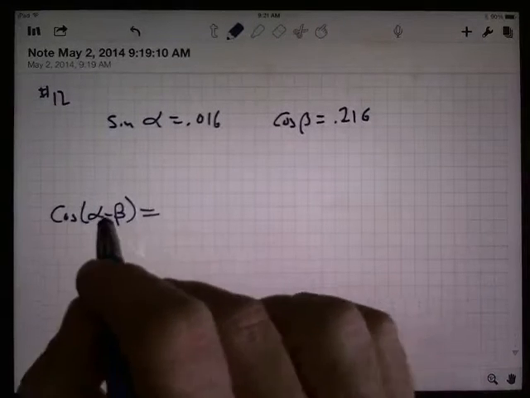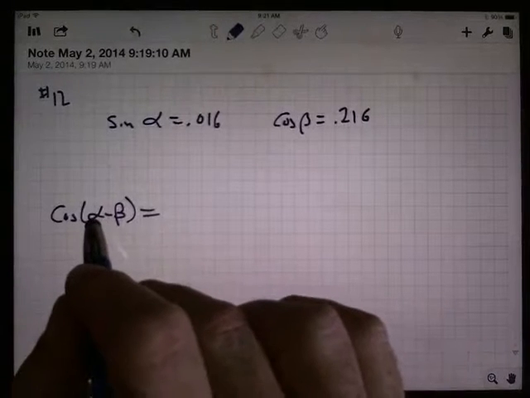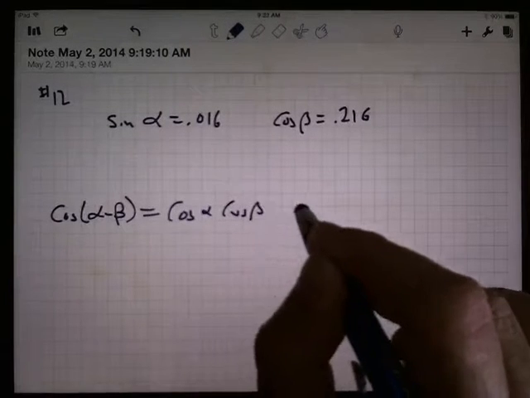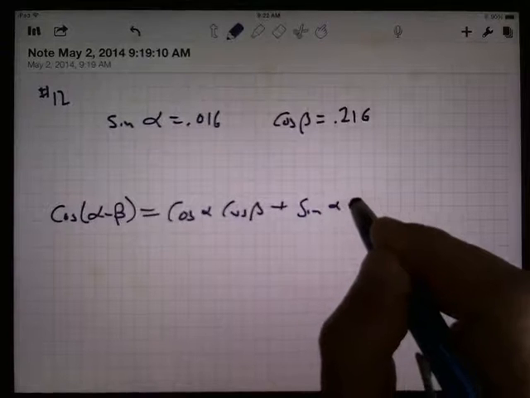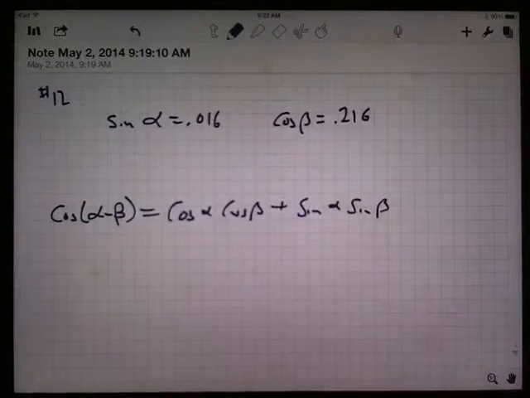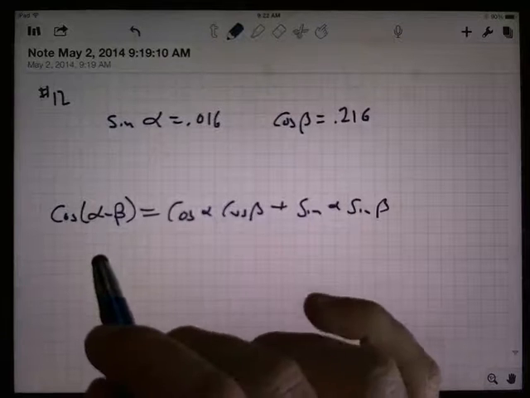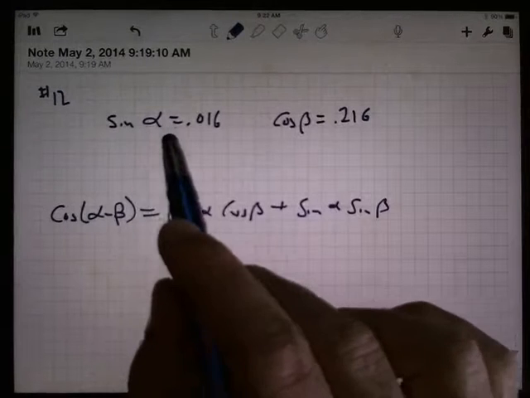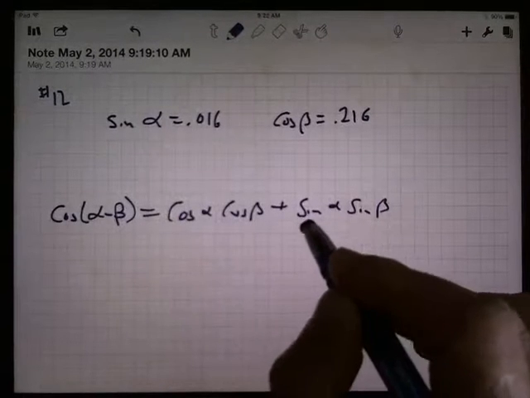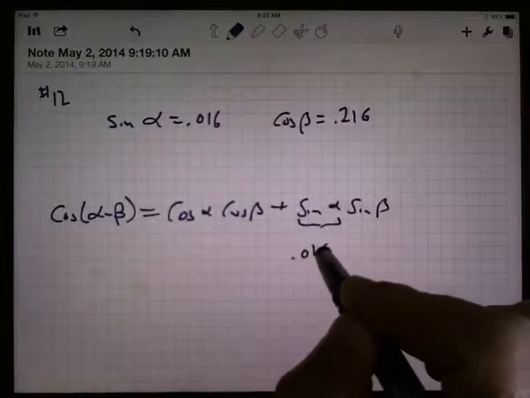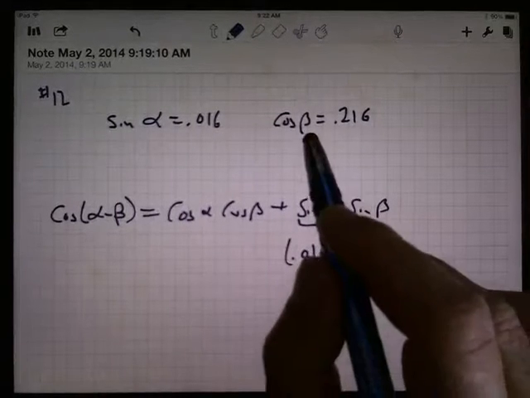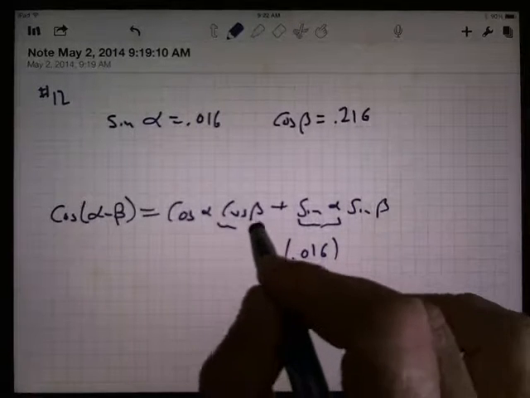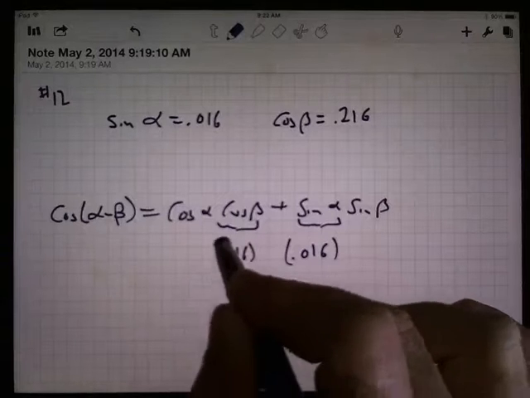To start with, the identity is that the cosine of the difference of two angles is the cosine of the first angle times the cosine of the second angle plus the sine of the first angle times the sine of the second angle. There are some things I know here. I know that the sine of alpha is 0.016, so this right here is 0.016. I also know that the cosine of beta is 0.216.